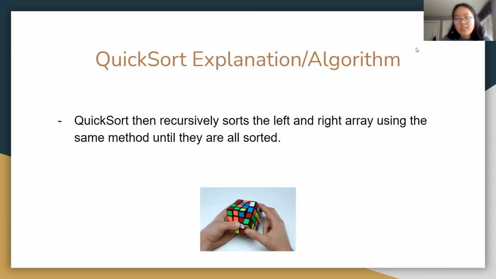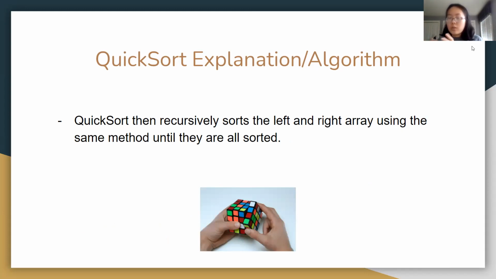Quicksort then again recursively sorts the left and right arrays using the same method until they are sorted. So essentially, after we place the pivot where it's supposed to go, then in the left array, we choose another pivot that we're going to base the whole thing off of, and then we start sorting again. So using the low and high pointers again to start swapping elements until they're all sorted, and then placing the pivot where it's supposed to go.